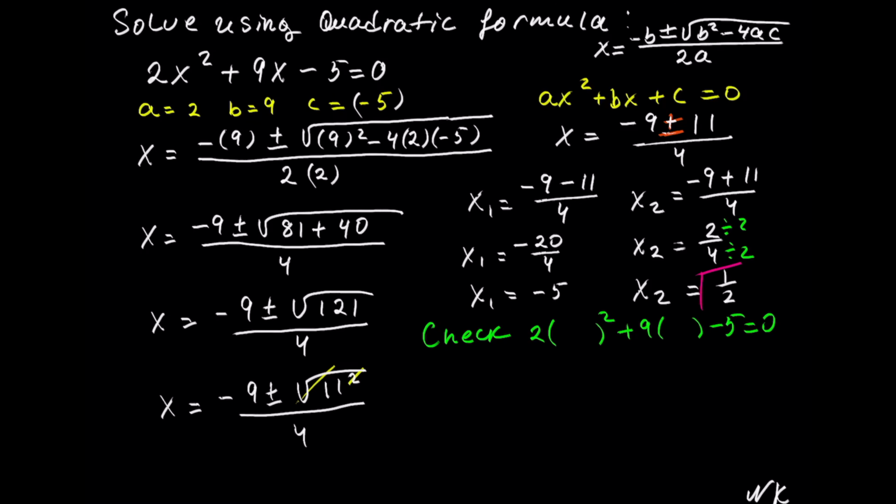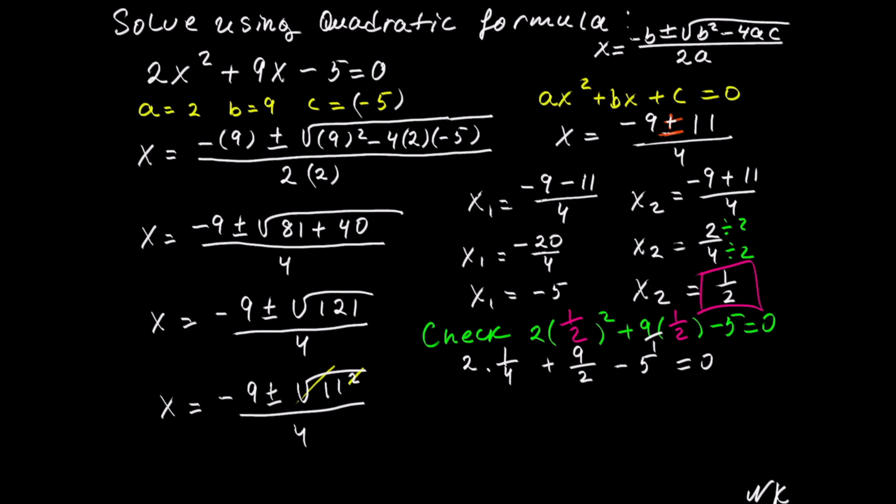Let's check x equals 1/2 by plugging in 1/2 instead of x, and we get 2 times 1/2 squared plus 9 times 1/2 minus 5 is equal to 0. This will give us 2 times 1/2 times 1/2, which gives us 1 out of 4, so 1/4, plus 9 times 1/2. 9 is out of 1, so 9 times 1 is 9 out of 1 times 2, 2. Minus 5 is equal to 0.